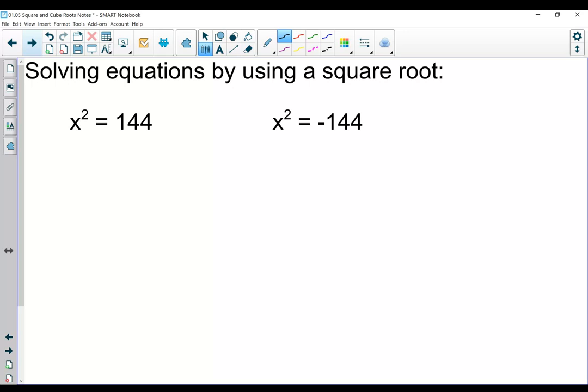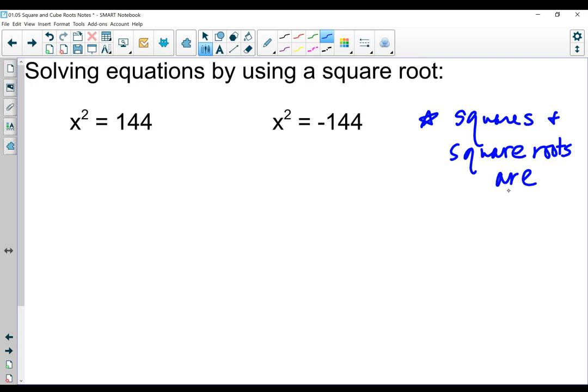Next, we'll look at solving equations by using a square root. So we need to note that just like multiplication and division are inverses and adding and subtracting are inverses, squares and square roots are inverses. So inverse operations are operations that undo each other. If I have 3 times a number and then I divide it by 3, I go back to that number. Those are inverses. So squares and square roots are inverses.